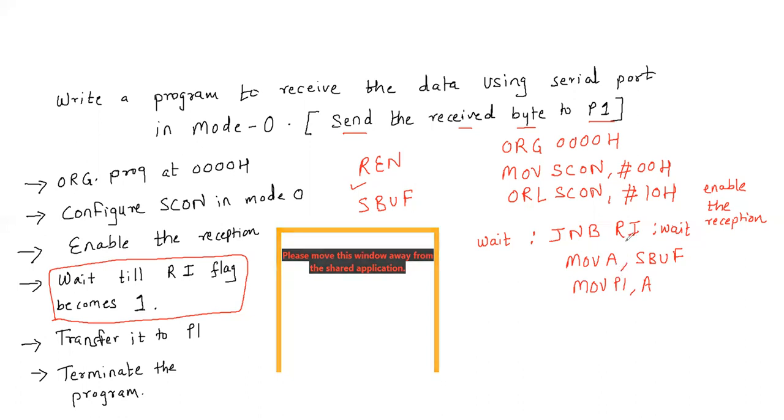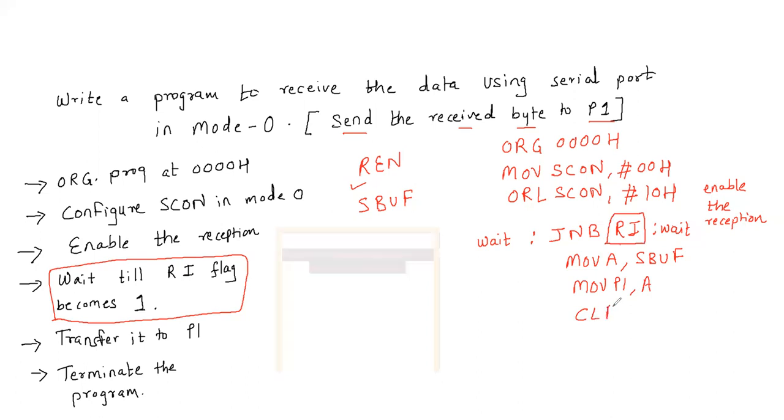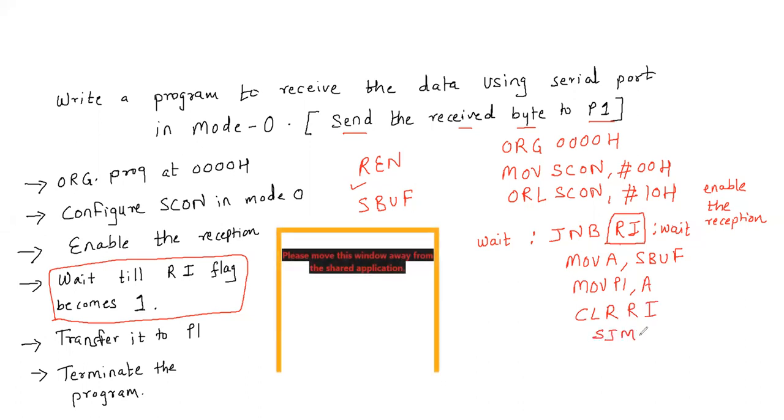Since our work is done, we have to clear the flag. The RI flag is set by the microcontroller after receiving 8 bits. Now we have to clear that flag to make further reception possible. For that, we write the instruction CLR RI, and we terminate the program by writing the instruction SJMP here, so that we are not receiving the data continuously.